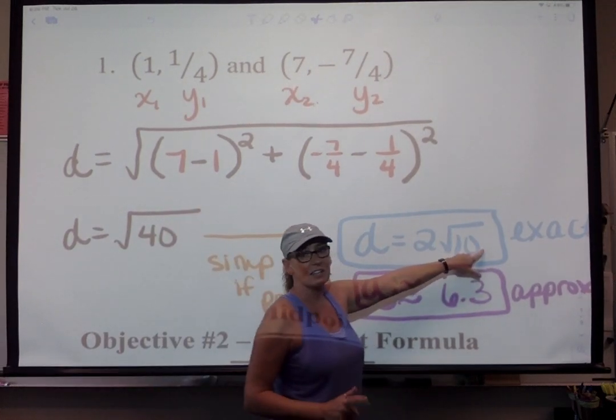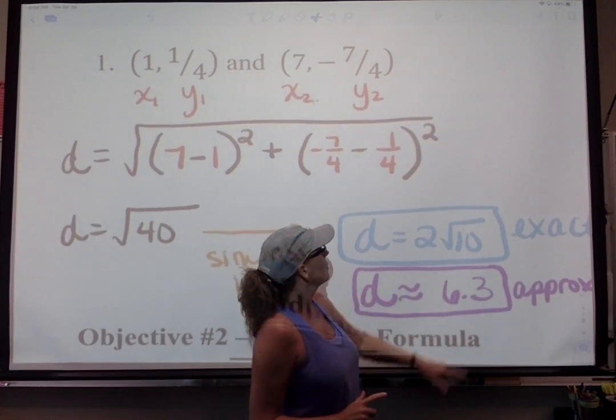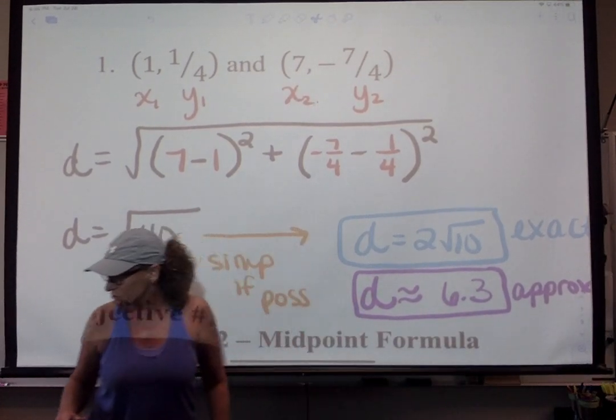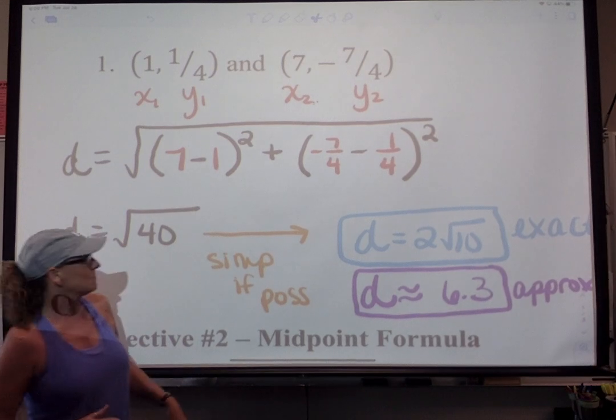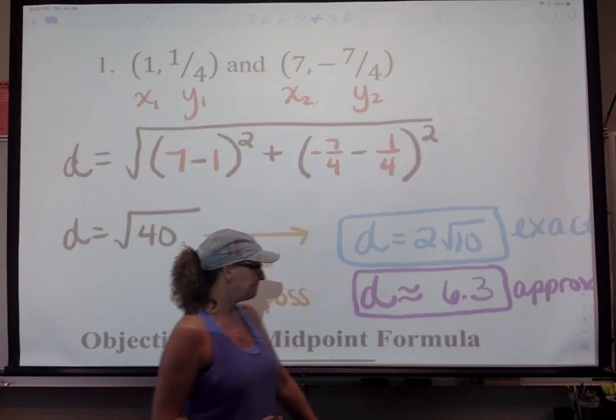That's the exact version. And then on my calculator, I don't think it said what to round to. Oh, yeah, it did. It said go to the nearest 10th. So this is rounded to the nearest 10th.